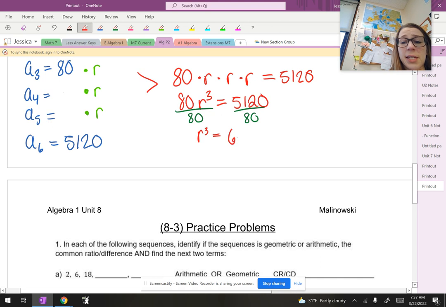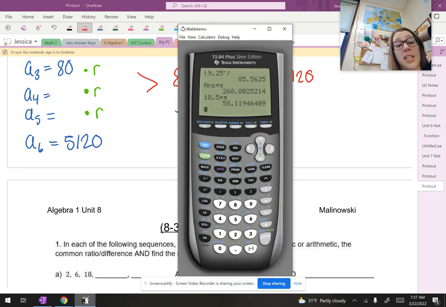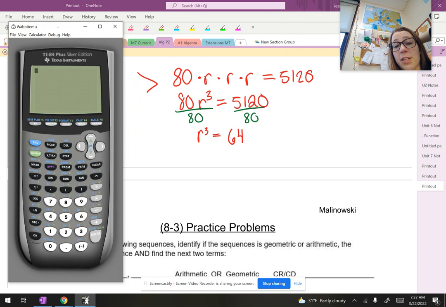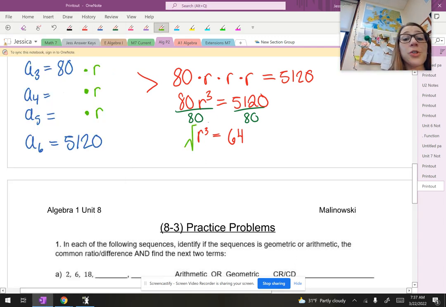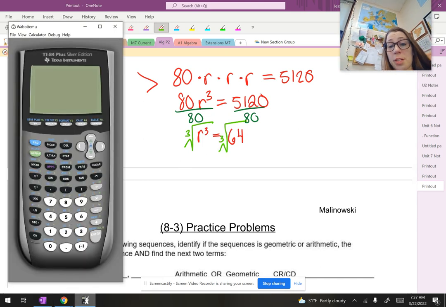5120 divided by 80 ends up being 64. Now, careful here. Do not jump the gun and think that your r is 8, because it's not. Notice we are not trying to get rid of a squared. We're trying to get rid of r cubed. And a square root does not undo a cubed. But a cube root, with that little index of 3, a cube root will undo a cubed.